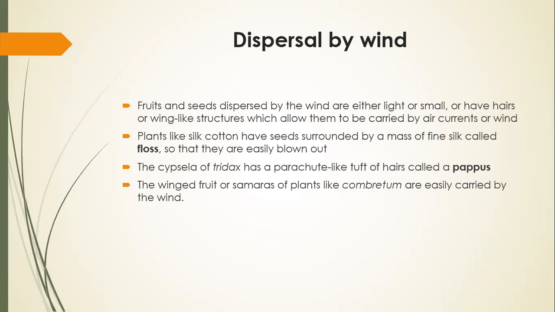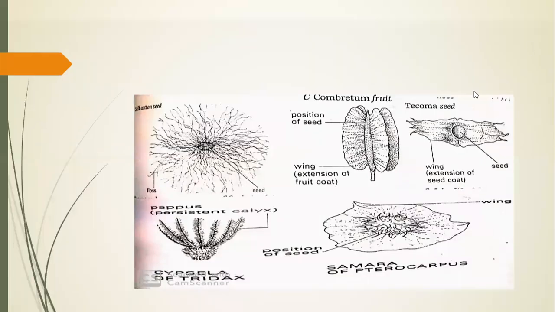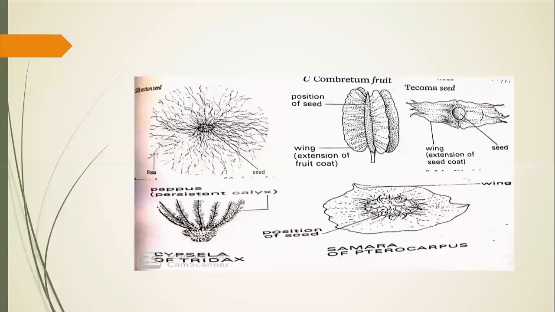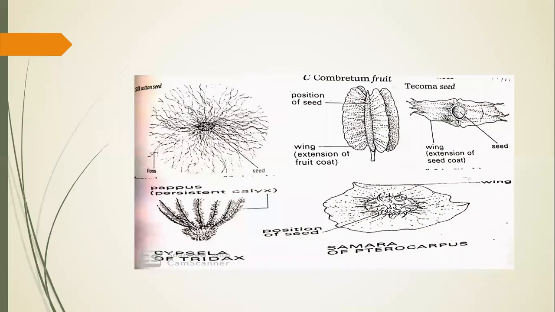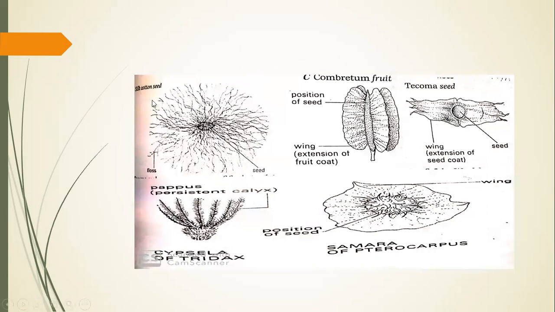Then the Tridax. Tridax, as a member of the Asteraceae, has a parachute-like tuft of hair called a pappus. We spoke about it when we were doing the classification. And again, winged fruits like the Combretum are easily carried by the wind because they have wing-like structures. Now, this is how it looks. This is the pattern I was talking about. The first image here: you have the floss around it, then the seed in the middle.